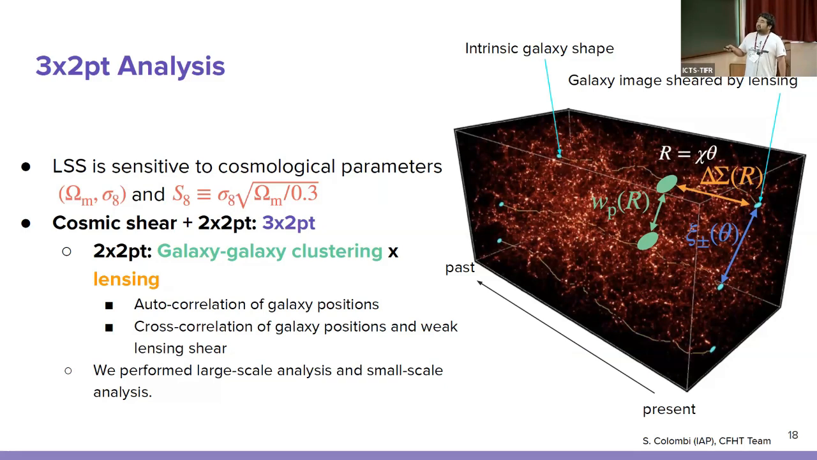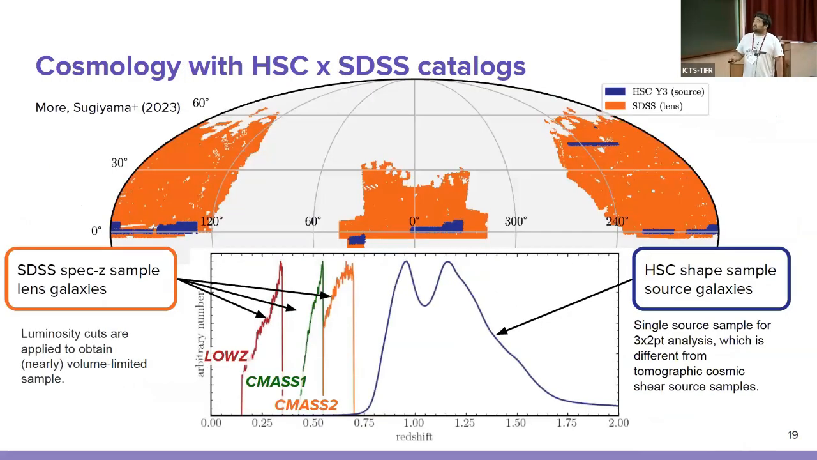Galaxy-galaxy clustering by itself cannot give us a cosmological constraint because there is a bias against the underlying dark matter distribution. But by combining these two probes, we can break the degeneracy between that bias parameter and the cosmological parameters. So that's why it works. And then we perform two analyses, a large scale and a small scale analysis, but in this talk, I will focus more on the small scale analysis.